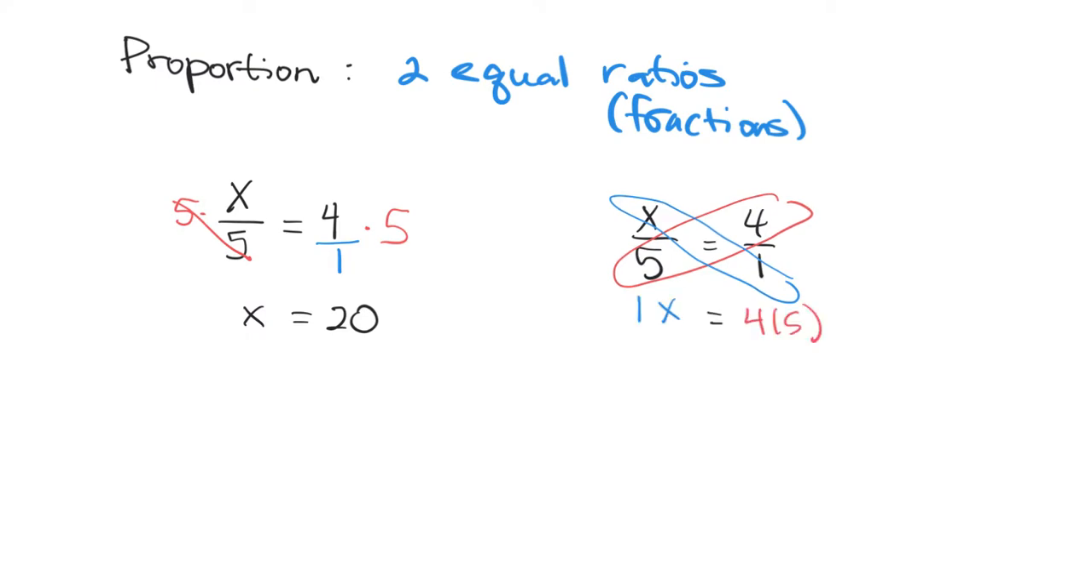I can further simplify. You don't have to have the 1 in front of x, because 1 times x is just x. 4 times 5 is 20, so we get the same answer either way, and it helps us solve things more easily. So make sure you write in your notes that we can solve by cross multiplying. That's what we did with this method.